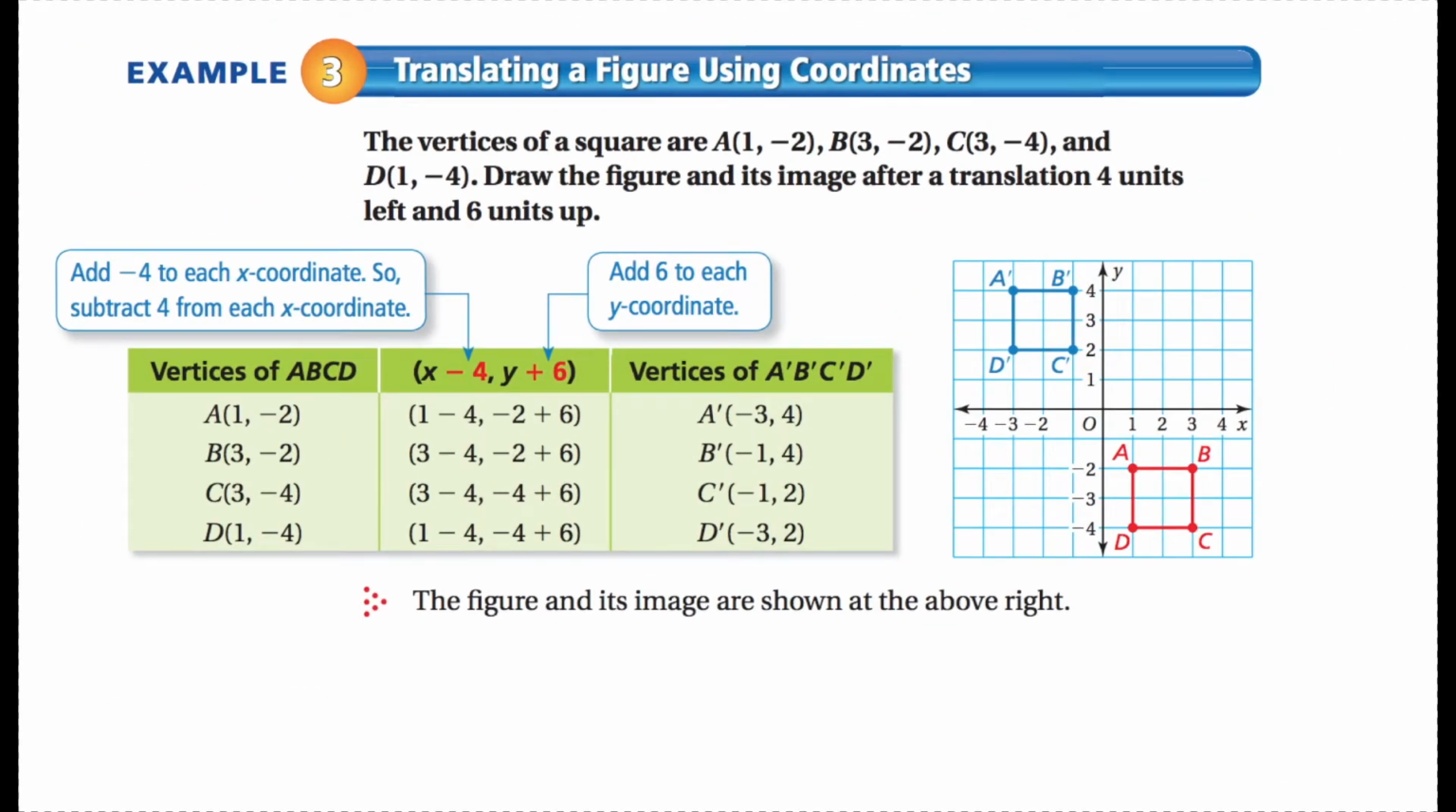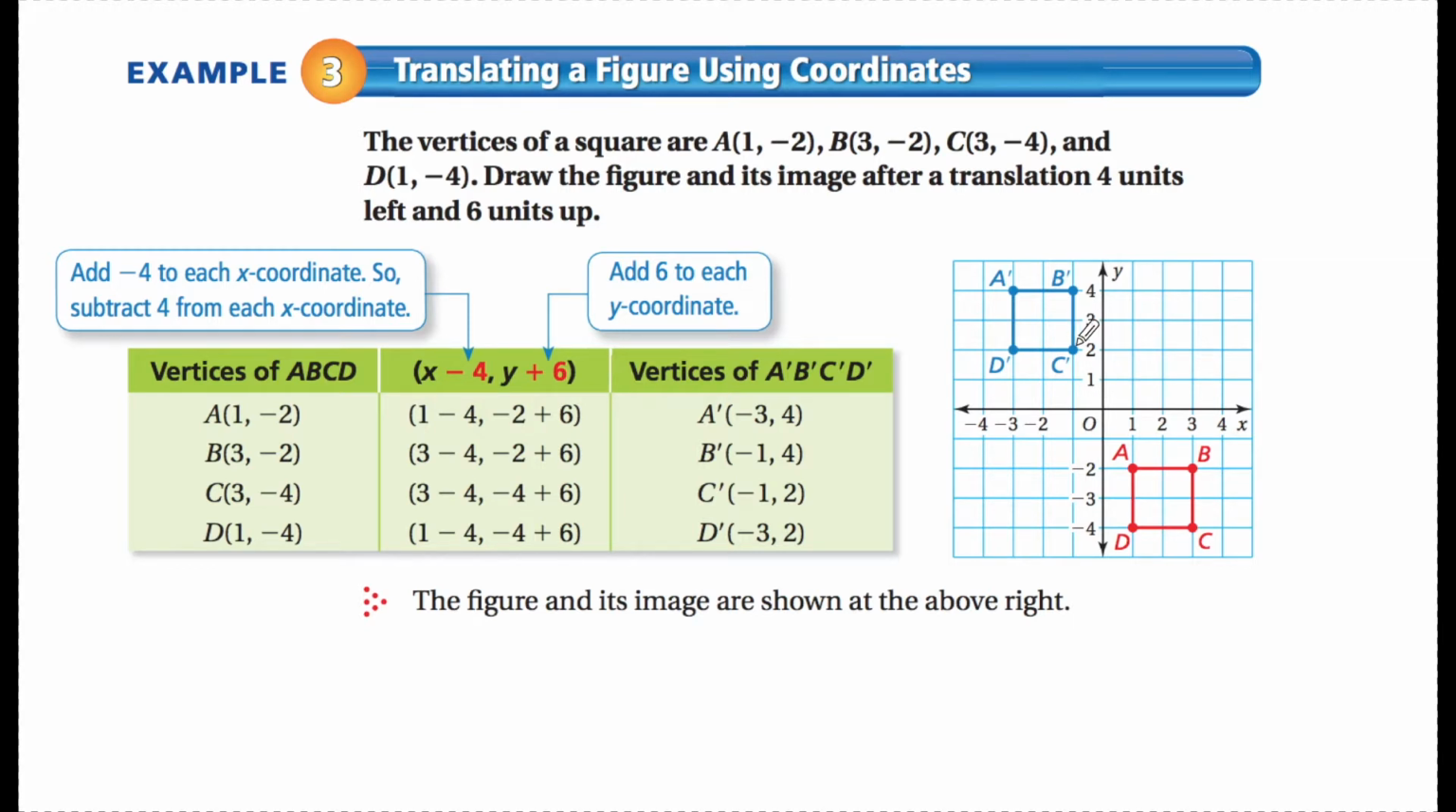All right, for example 3, translating a figure using coordinates, we're going to do the same thing we did in example 2, except we are going to use a table to help us out. So the vertices of a square are: point A would be at (1, -2), B is at (3, -2), C is at (3, -4), and D is at (1, -4).